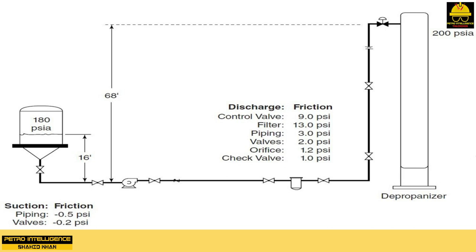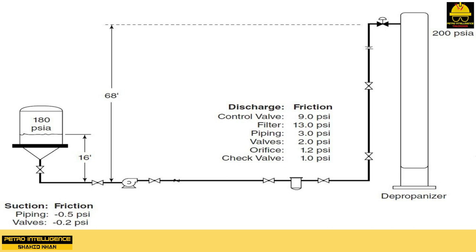A centrifugal pump should be viewed as having a set of conditions on the suction side and a wide array of variables on the discharge side. In the following depropanizer example, liquid propane is pumped from the reflux drum to the depropanizer column as shown in the picture. On the suction side of the pump, a liquid level of 16 feet plus an operating pressure of 180 psia exists on the suction eye of the pump.